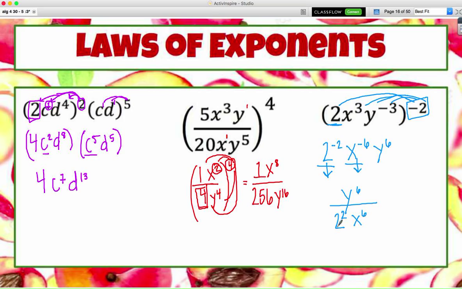Because I have 2 here, I can actually compute 2 squared, so my final answer should be y to the 6 power over 4x to the 6 power, and that would be our final answer.